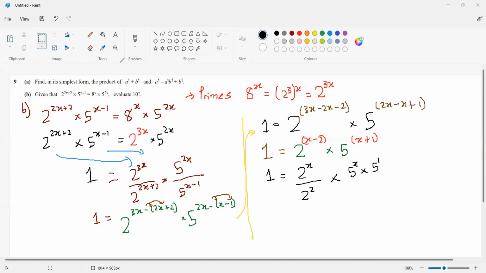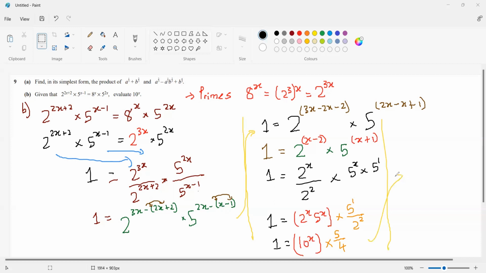So now we can regroup the terms accordingly. Please take note. I group the 2 to the power of x and 5 to the power of x together like that. And beside it, I regroup the other two terms, which is 5 to the power of 1 over 2 squared. So it's just a matter of simplification: 5 times 2 is 10 to the power of x, and then here is times 5 over 4. So just solving this, you're going to get the answer already.